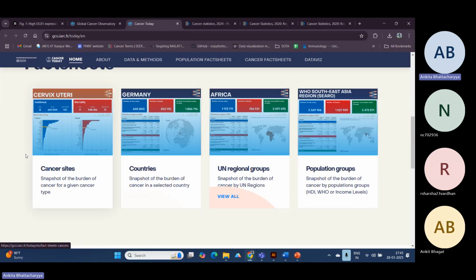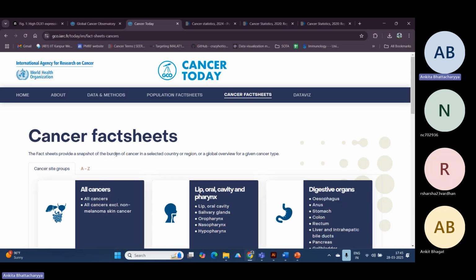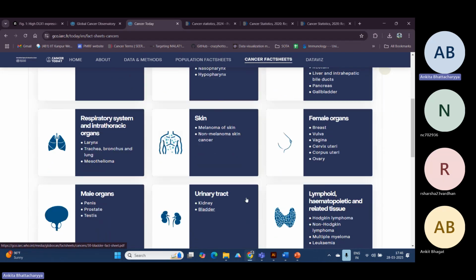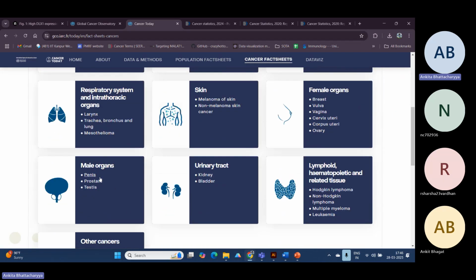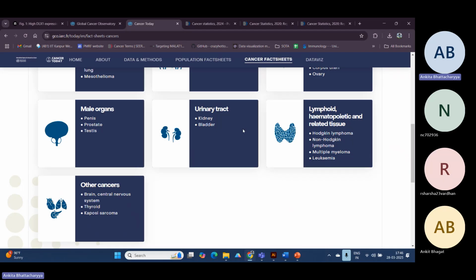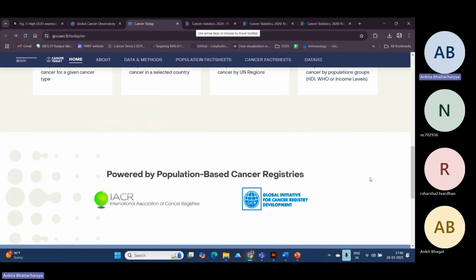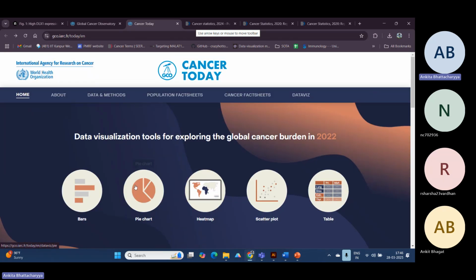These are all of the different fact sheets. You can use any of this for your understanding. So based on cancer sites, all of the information, maybe let's quickly go here and then we'll come back. So this is giving you the burden of cancer in a selected country or a selected region for each cancer type. And you can see how certain cancers have been grouped together here as well. Some female cancers have been separated, male organs have been separated, urine cancers have been separated. All of this is categorized based on countries, based on UN regional groups, or based on populations. You can find different statistics. So yeah, that's all of the information.